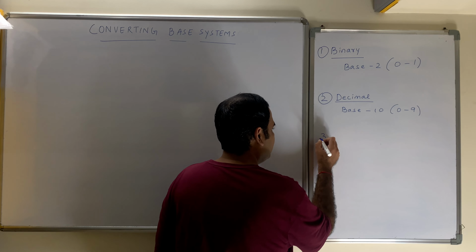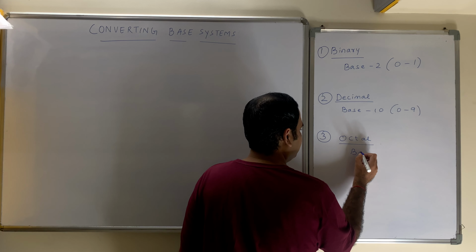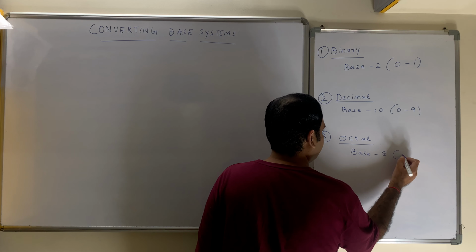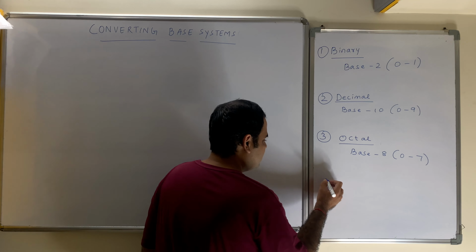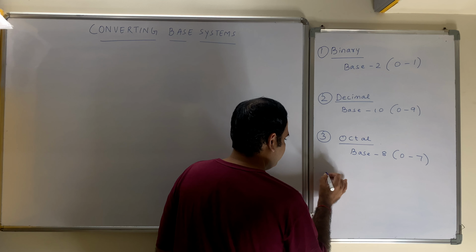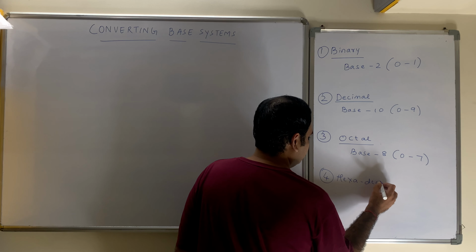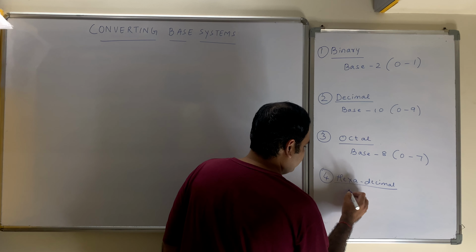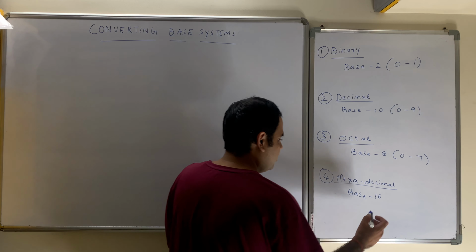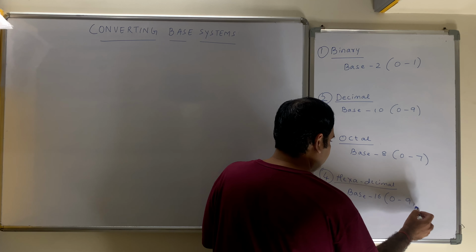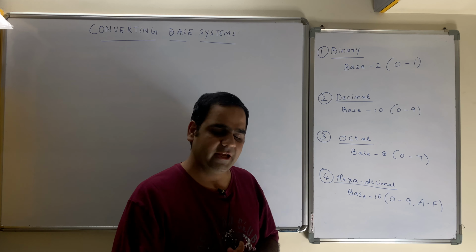The third system that we have is the octal system, and this octal system is base 8 system. Base 8 system, that means digits from 0 to 7 can be used. And the last one that we have is hexadecimal system, and this hexadecimal system is base 16. Base 16, that means we can use digits from 0 to 9 and A to F. A is 10, B 11 and so on up to F is 15.